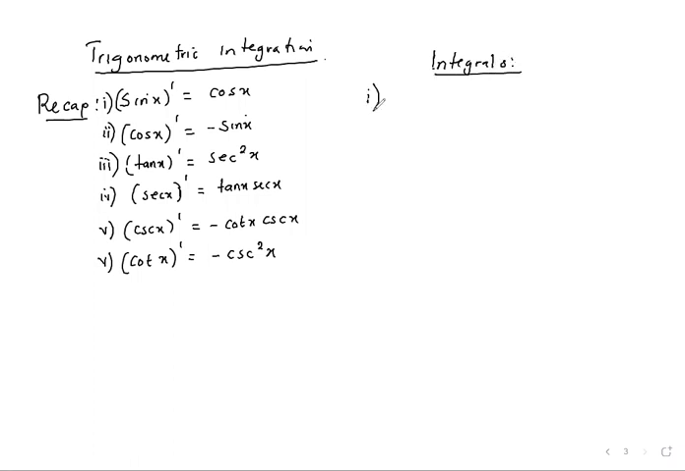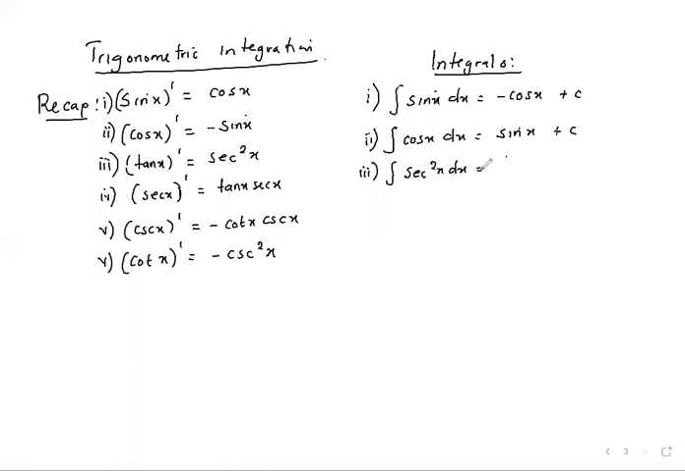we'll have the integral of sin x being negative cos plus c. The integral of cos x is now going to be sin x. Let's see, 3. The integral of sec squared is going to be tan x.